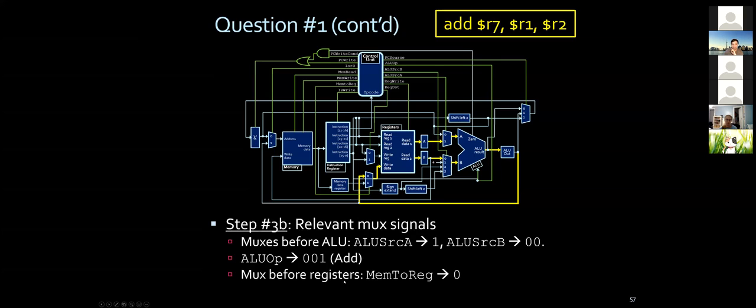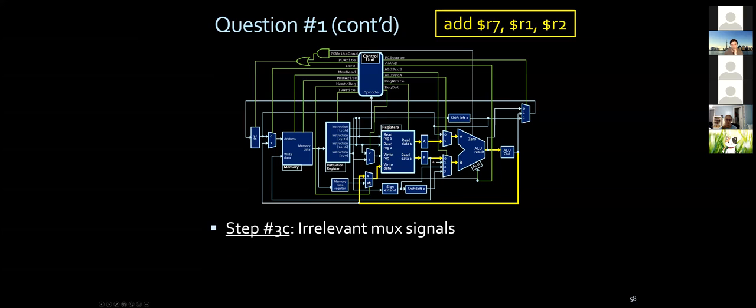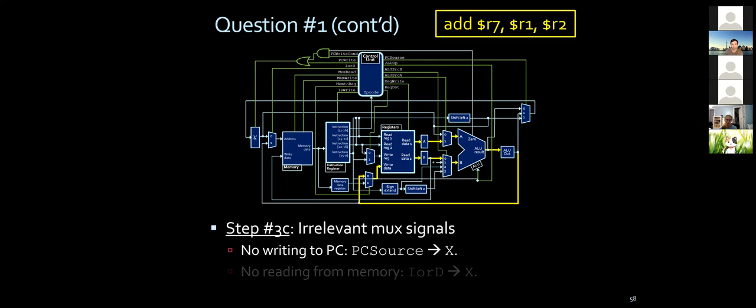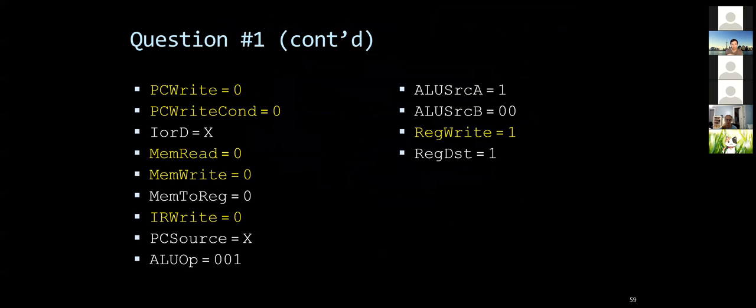And then the mux before registers, right? That has to be the one, this guy, right? That has to be 0, right? To get this value, not this value. And then the irrelevant things, everything that you're not writing to the PC. So PC source goes to X. No reading from memory, that flag goes to X. So everything goes to X's, whatever is irrelevant.